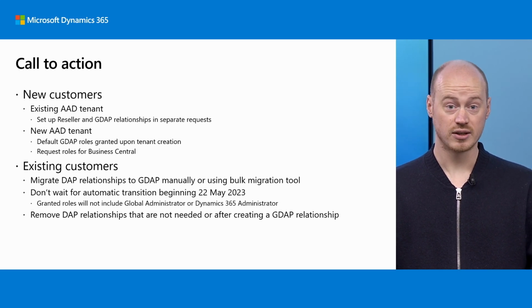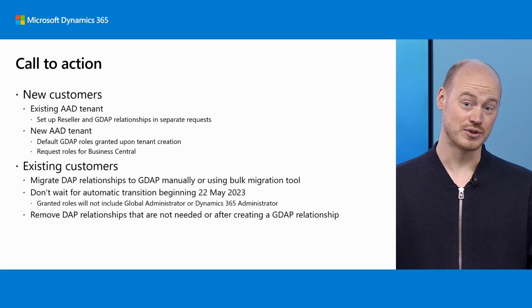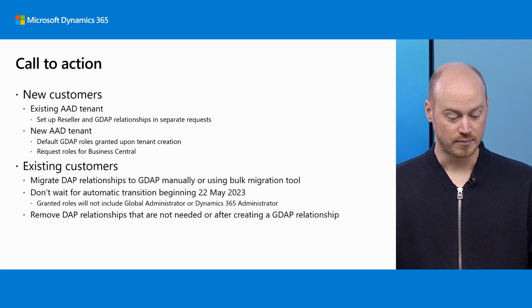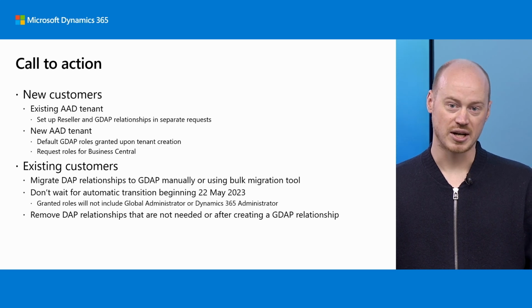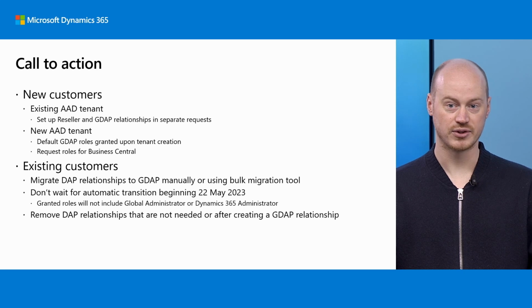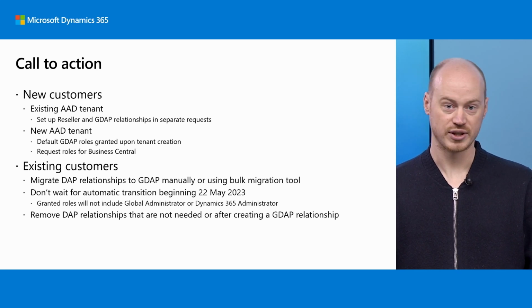For your existing customers, the time is now to migrate your existing DEP relationships to GDEP. You can use the bulk migration tool that I just talked about, or you can do it manually. The Partner Center team will start migrating relationships automatically from DEP to GDEP on the 22nd of May this year. And our recommendation is to not wait for this.